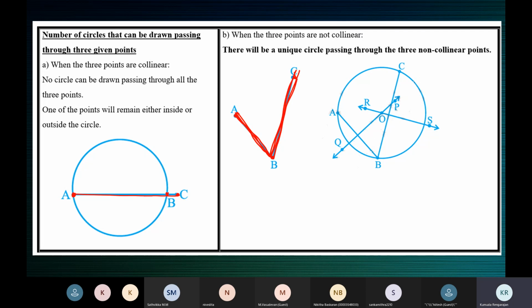Here, the 3 points are not collinear. So see here, you have 2 line segments, AB, BC. Like this, you can connect them, but you cannot connect them using the same straight line.